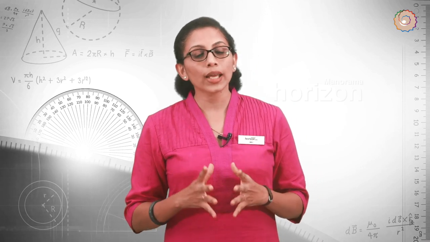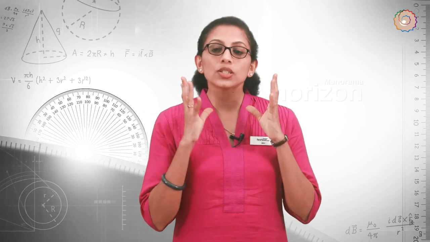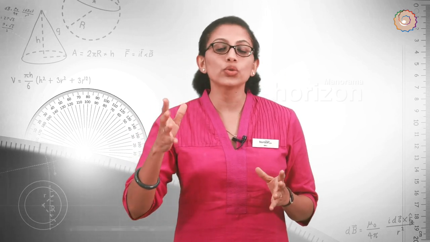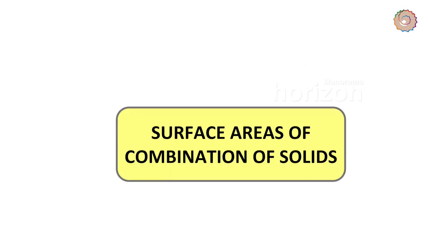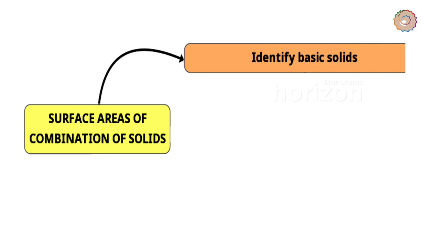So let's have a recap of what we have covered in this section. We have seen various combinations of solids and we were specifically discussing the strategy used to find surface areas of combinations of solids while solving such problems. When you get a question to find the surface area of a combination of solids, the very first step is to identify which basic solids like cone, hemisphere, cylinder, cube, etc. make the given complex solid.